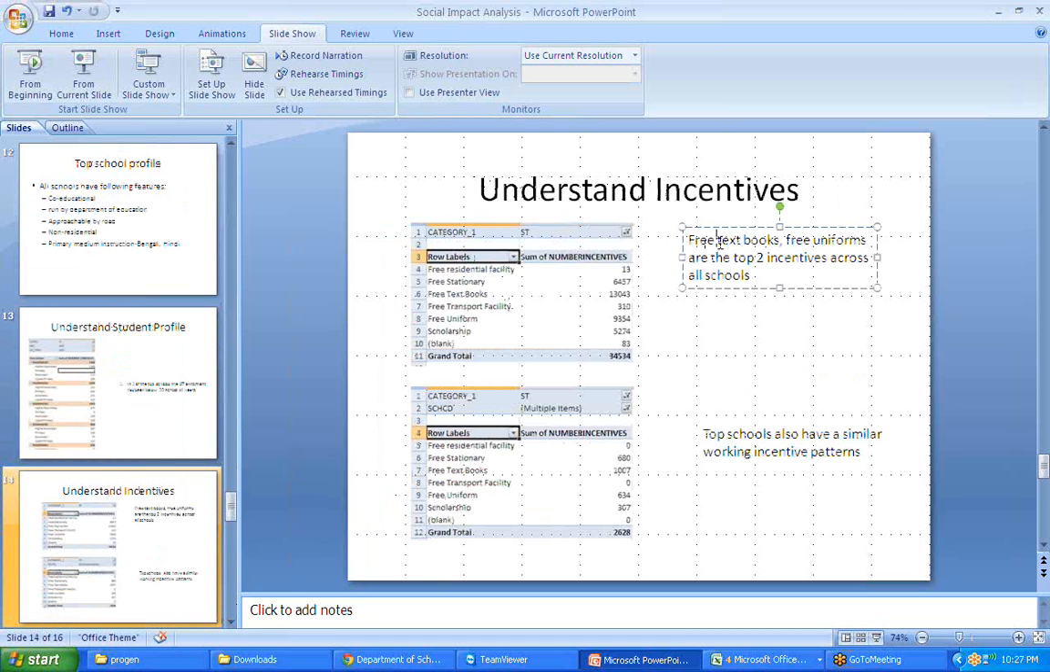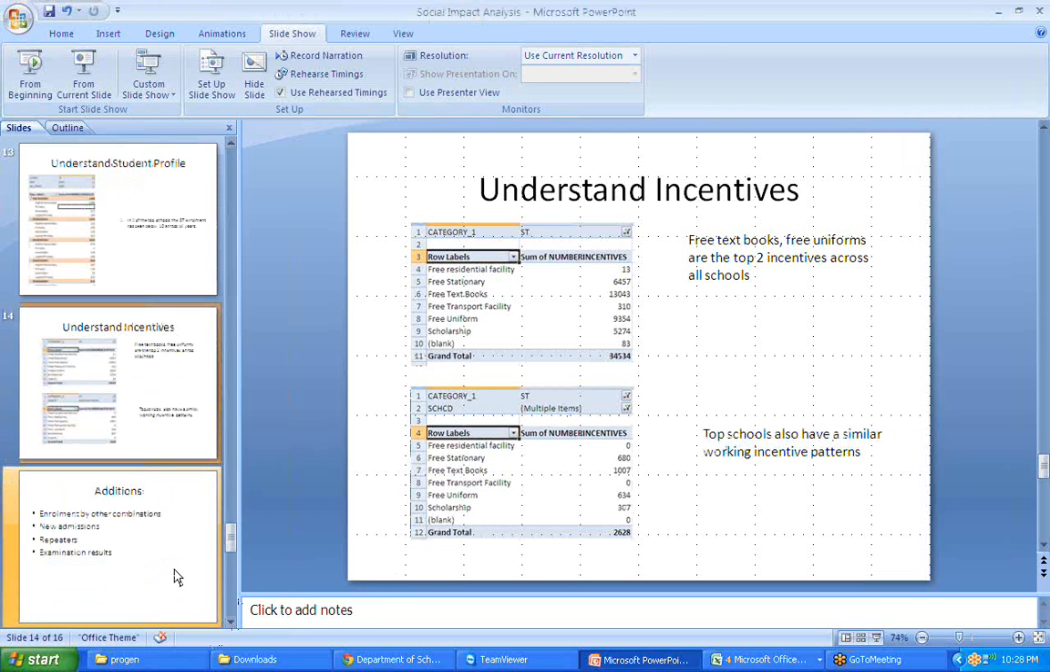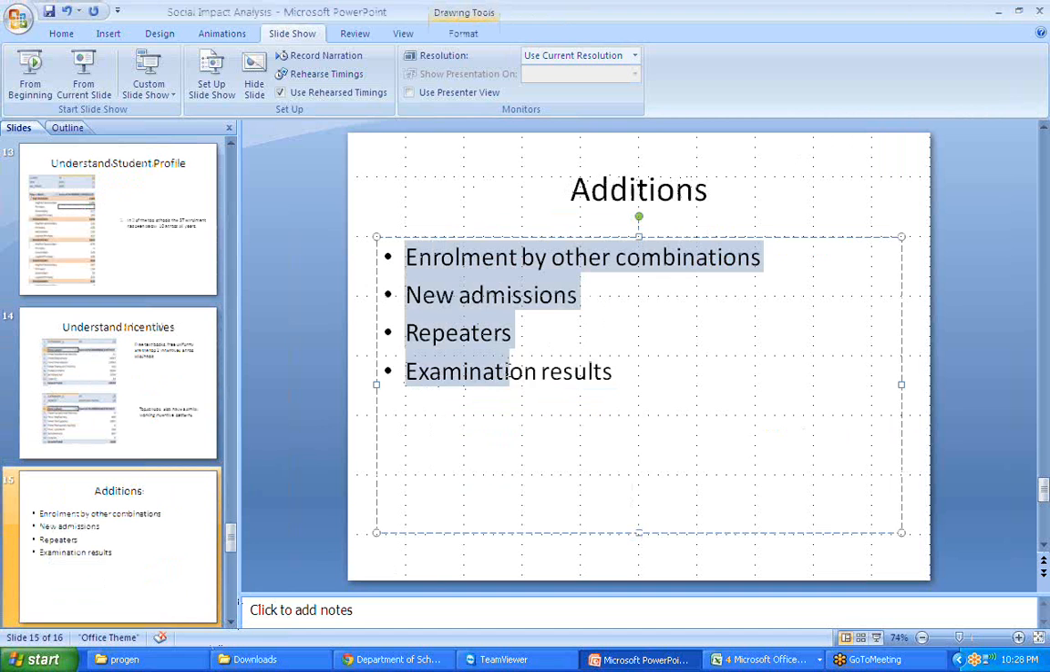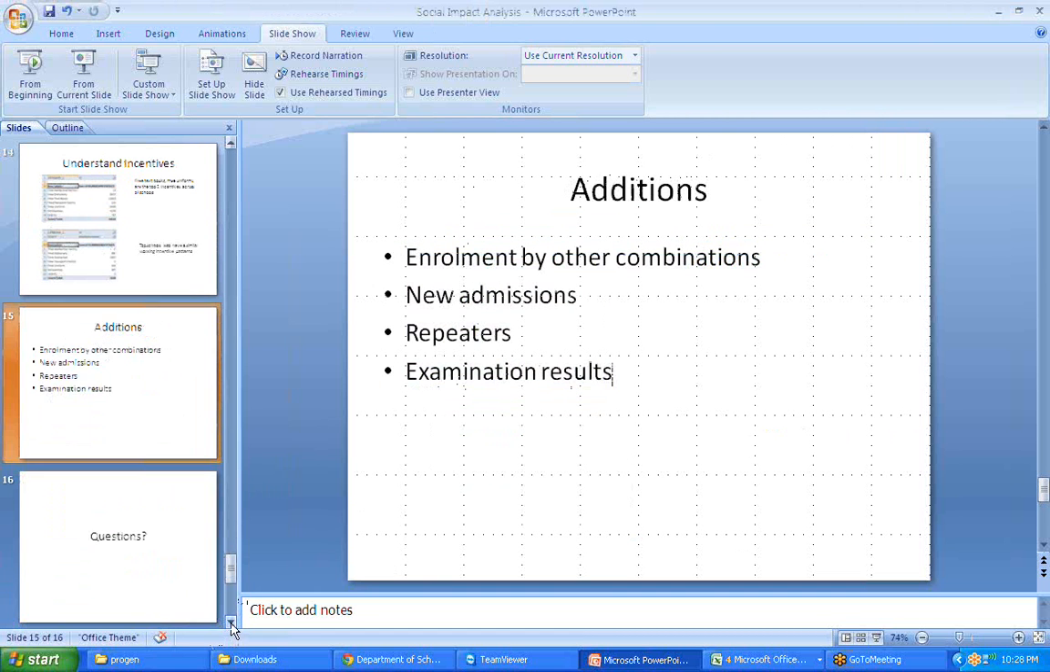Primarily free textbooks and free uniforms are the top two incentives across all the schools, and we also found that the incentive patterns were the same. So these are the incentives across all the schools, and these are the incentives across the top schools, which account for 40%. The incentive structure remains by and large the same. There are other additions which are possible: enrollment by other combinations, new admissions, repeaters, and by examination results.